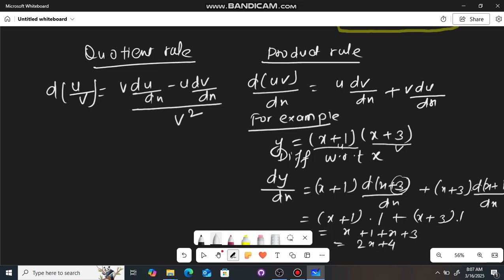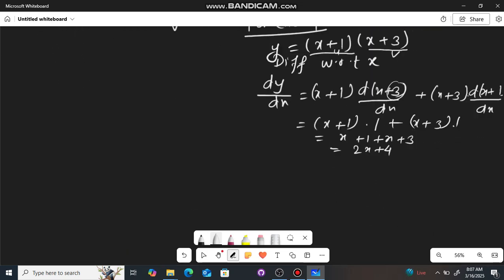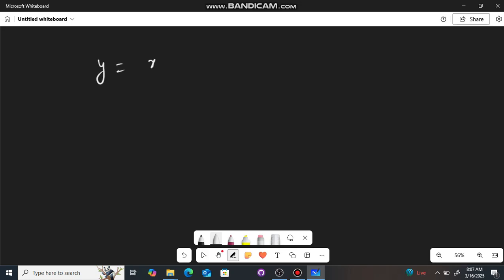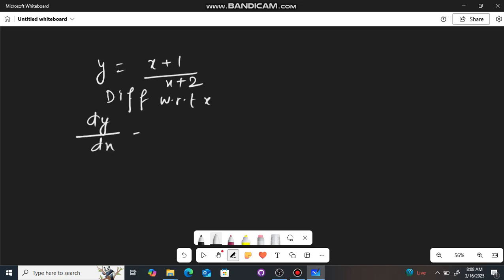Let's understand the quotient rule with an example now. For the quotient rule, let's take an example: y equals (x plus 1) divided by (x plus 2). Let's differentiate it with respect to x by applying the quotient rule. So dy upon dx. Here (x plus 1) will be u and (x plus 2) will be v.